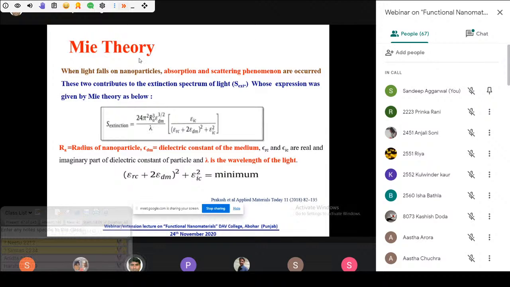So you should look once at what this Mie theory is and how it is related to the nanoparticle and the absorption. We will not discuss too much because we don't have time to discuss a lot about that. But you can just look once at this theory you have learned in your graduation, in your master, and this theory is generally used here.